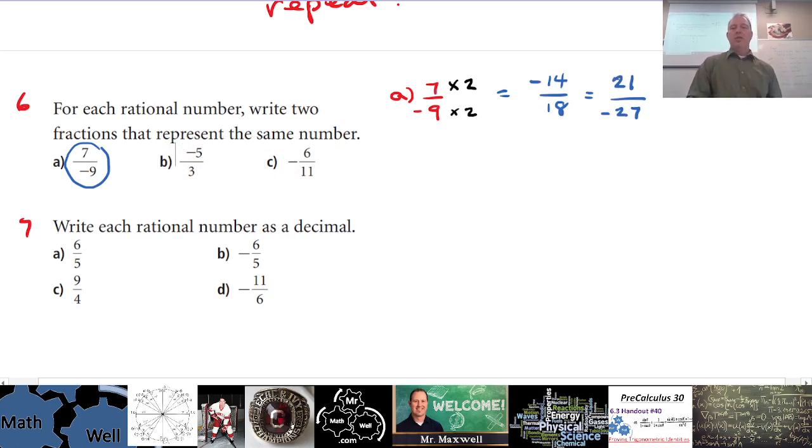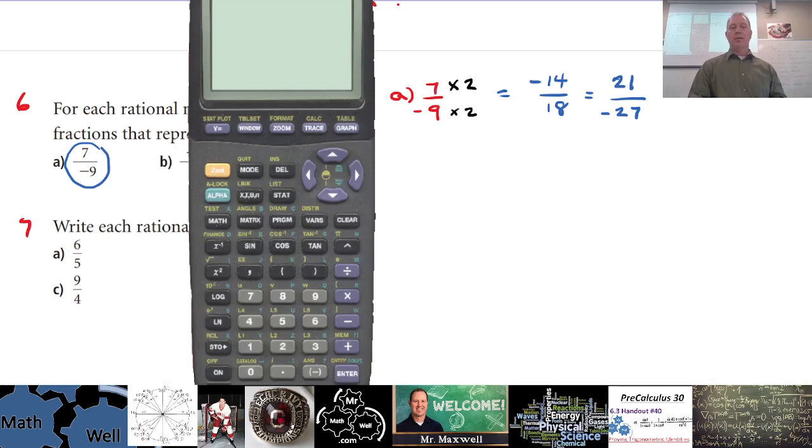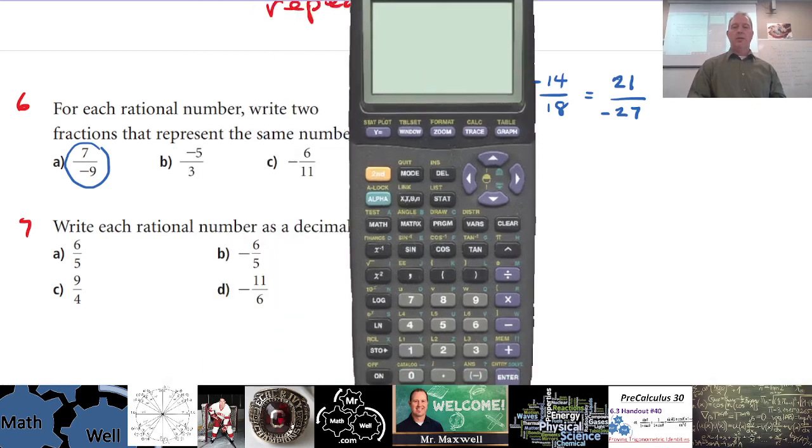Number 7 says write each rational number as a decimal. So all of these are rational numbers because we can see that they are written as ratios. Numerator is the top, denominator is the bottom. They're ratios of integers. So 6 over 5. You can get on your calculator there and say, Mr. Calculator, I want you to help me here. Let's clear this actually. Let's do 6 divided by 5. And I've got 1.2.